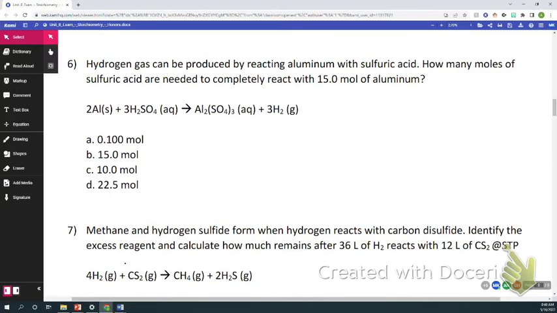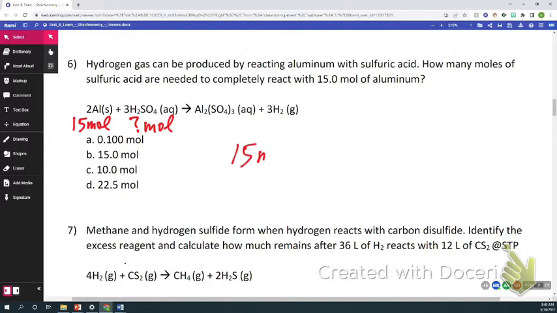All right, let's take a look at 6. Hydrogen gas can be produced by reacting aluminum with sulfuric acid. How many moles of sulfuric acid are needed to completely react with 15 moles of aluminum? So this is sulfuric acid. That's what they want in moles. And I have 15 moles of this.